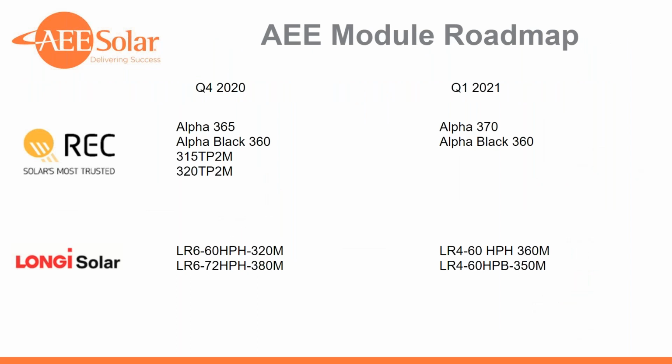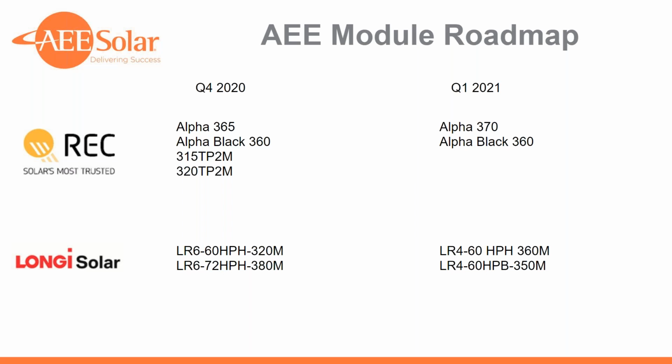In terms of our module roadmap and what we're going to be carrying from some of our more common brands, we've got a number of modules in stock right now from REC. Alpha 365. We're going to be bringing in some Alpha Black 360 early in Q1. So really excited to see the black on black Alpha. We've got REC 315 TP2Ms that are winding down, and a small selection of 320 TP2Ms. Those will go fast, so make sure you give us a call. In Q1, it's going to look like Alpha 370, and we should be able to stay on that 360 black watt class for some time.